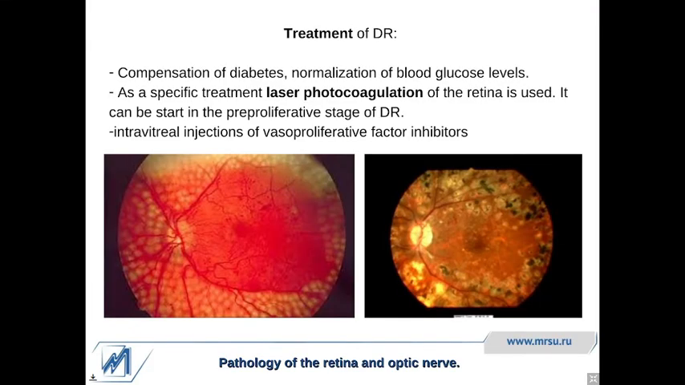As for treatment of diabetic retinopathy, of course, firstly we need to compensate the diabetes and normalize blood glucose levels. We must do it firstly with an endocrinologist. As a specific treatment, we use laser coagulation of the retina. It can be started in the pre-proliferative stage of diabetic retinopathy. Intravitreal injections of vasoproliferative factor inhibitors are also used.